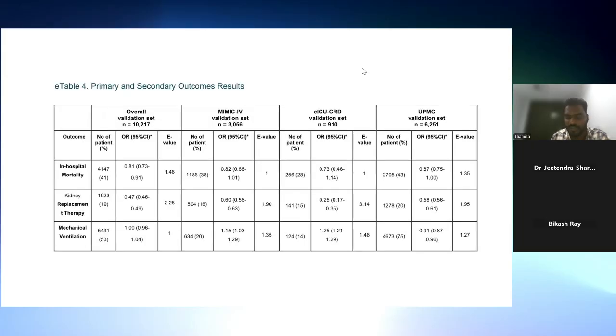So coming to the primary and secondary outcomes, the adjusted odds ratio for in-hospital mortality was better in the oral group compared to the clinician observed actions. So it is not only in the overall value that it is better, but also in the individual external validation sets. Coming to the secondary outcomes, RRT was also lesser in the oral based reinforcement learning based group compared to the clinician based action, but mechanical ventilation did not show statistical significance.